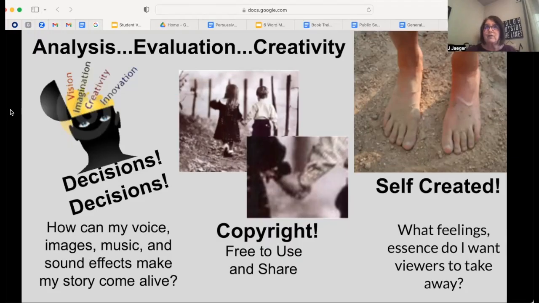Through all of it, however, they need to be able to decide what are the feelings and the essence I want my viewers to take away. Because remember, we're trying to convince in this whole marketing idea and this process of trying to convince someone to feel or think the way that you do. We need to make sure our images are powerful. So I will talk to you a little bit about how we go about doing that, and then we'll see if we can help make it a transition for you.